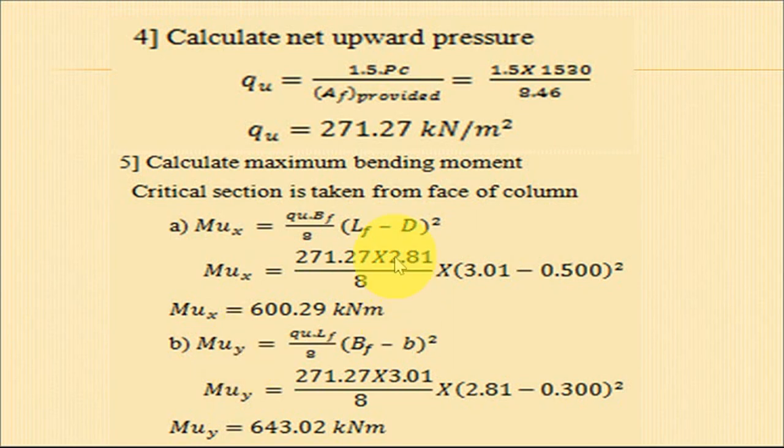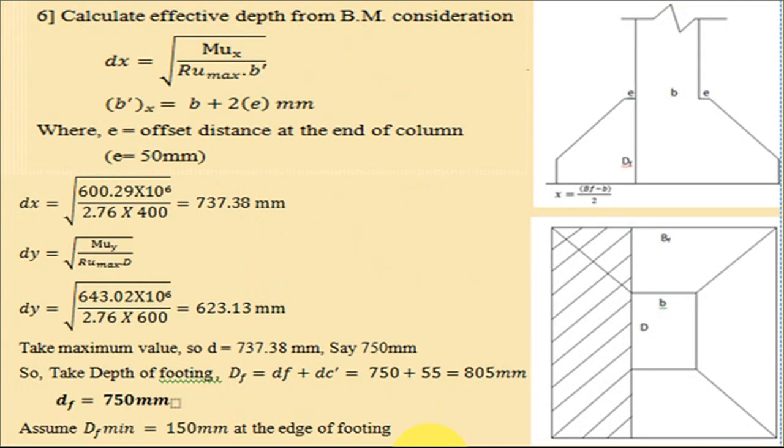Similarly, MUY is equal to, just replace this: QU multiplied by, instead of BF there is LF, and instead of LF we have BF minus D, here it is B. Rest of the thing is same. We get MUY is equal to 643.02, and then calculate the effective depth of the footing from the bending moment consideration. This is the section where the bending moment is maximum because we have considered it is a cantilever beam fixed at this column.